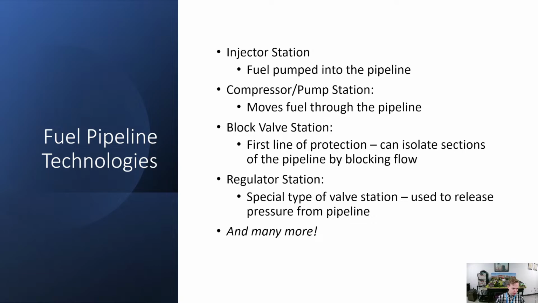Another line of defense we have through these pipelines are our regulator stations, and this is a special type of valve station that can be used to release pressure from the pipeline. They're usually installed at the downhill side of peaks and hills where pressure might be building up too high in the pipeline. So we could release some of the pressure so our pipeline doesn't rupture. And again, I might be seeing a theme here. This is just a general overview, and there are many, many other technologies used throughout our pipelines to keep them operational and safe.